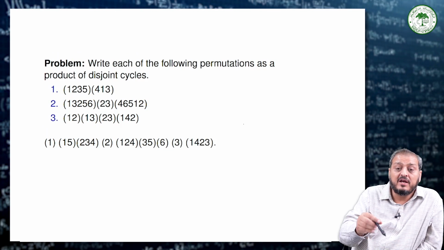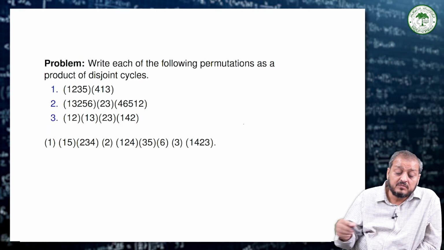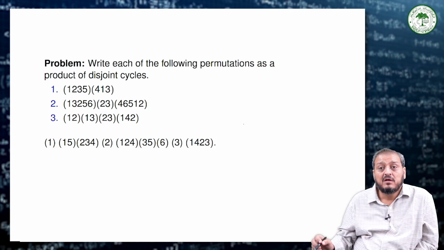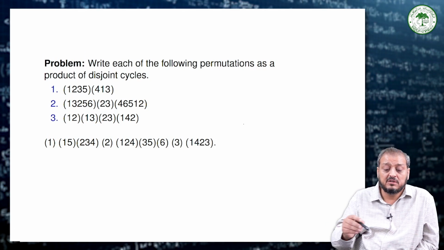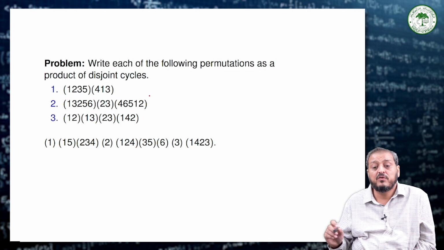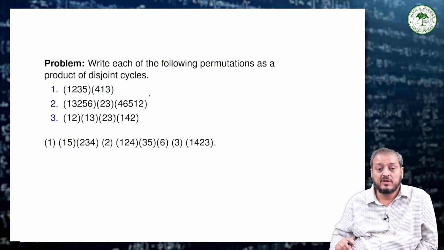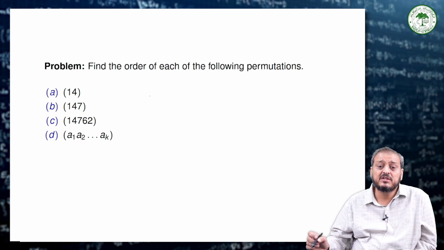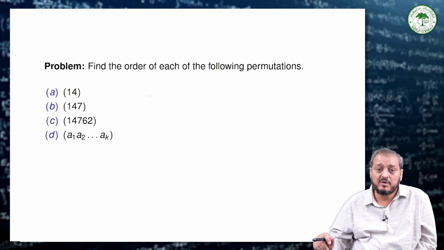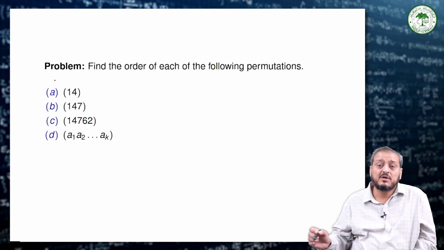So we write all three problems as disjoint cycles; these three we can easily calculate in this form. Another question is: find the order of each of the following permutations.